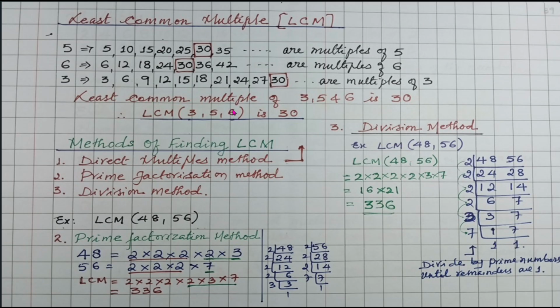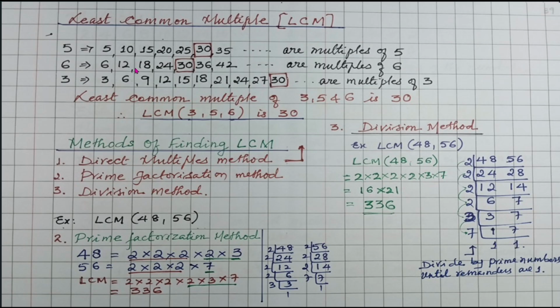Let us understand this with the help of an example. I have taken three numbers here, 5, 6 and 3. The multiples of 5 are 5, 10, 15, and so on, and it continues because there are infinite multiples. The multiples of 6 are 6, 12, 18, 24, 30, 36, 42, and so on, and the multiples of 3 are 3, 6, 9, 12, 15, 18, and so on.